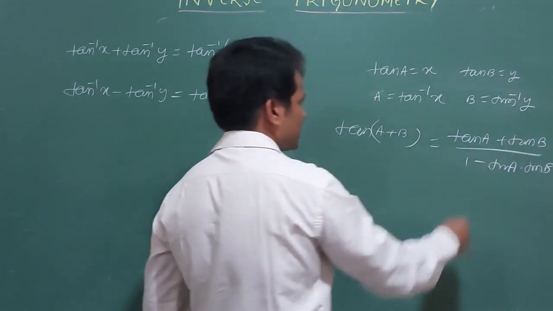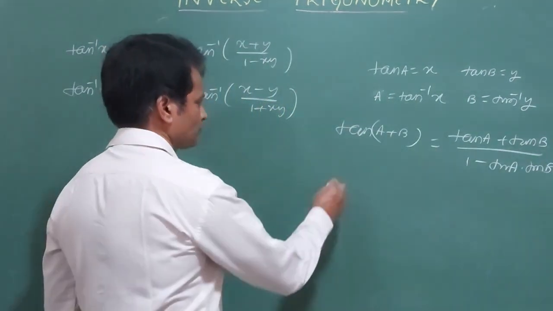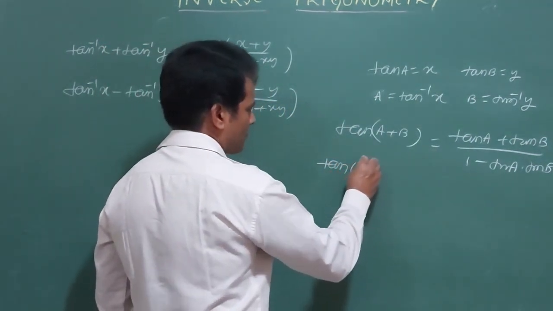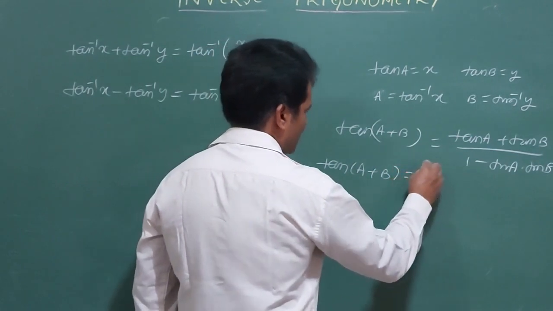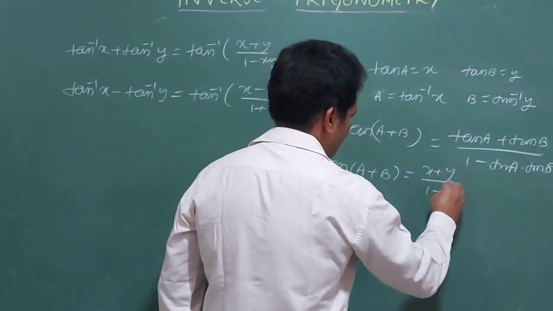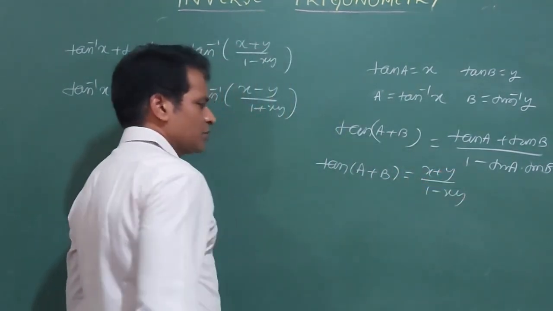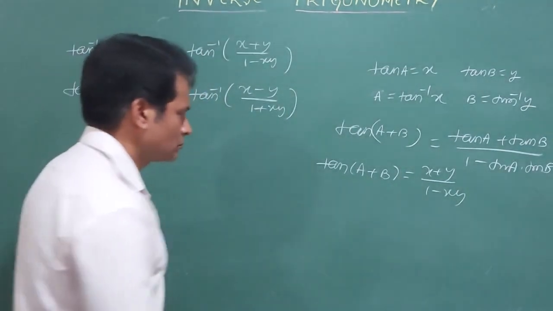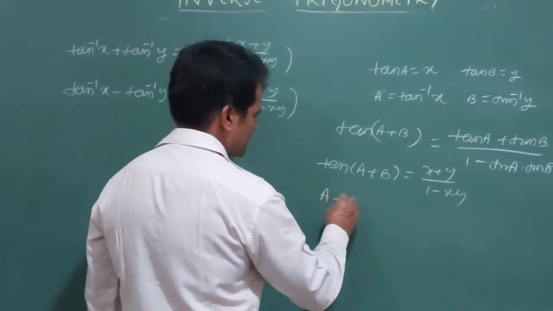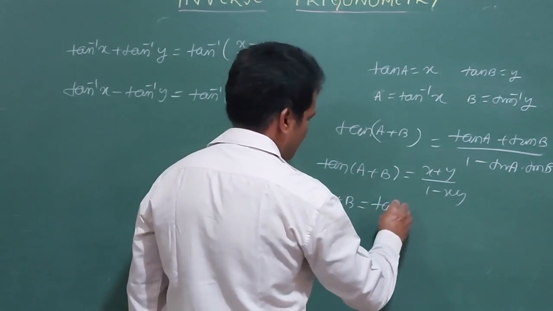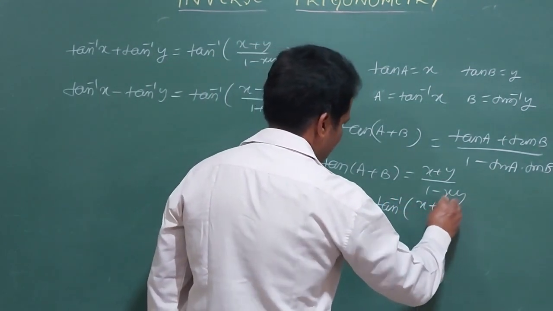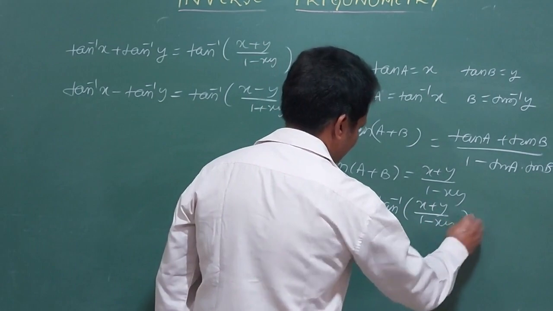Replace this tan A and tan B there by x and y. Tan(A plus B) equals x plus y by 1 minus xy. Apply tan inverse to both the sides. A plus B is equal to tan inverse of (x plus y by 1 minus xy).